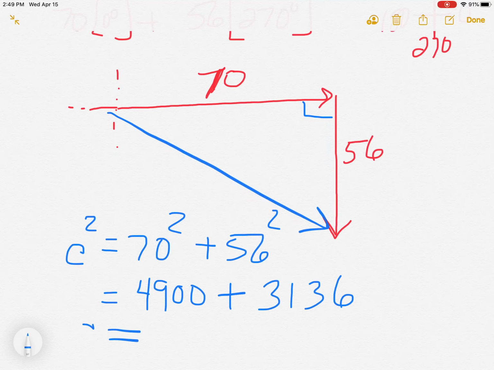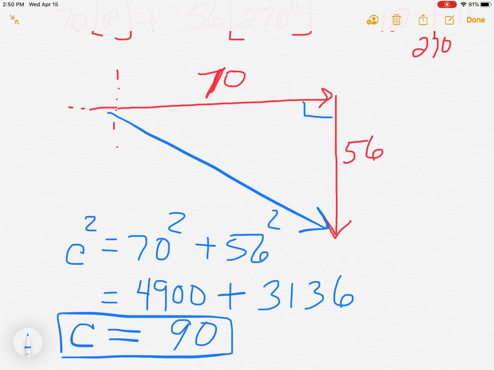And 56 squared. So C is equal to the sum of those numbers, and then a square root. So it's going to be 89.66, which I can just round up to 90. There, 90. Now don't forget, that's just half. The other half is the direction that goes with that.